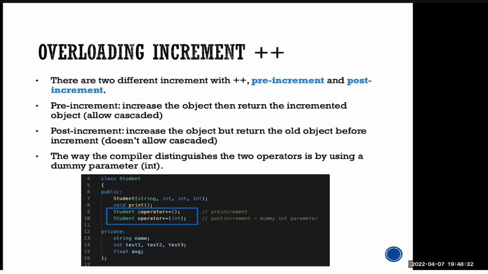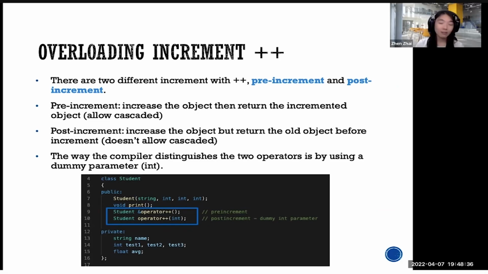But the post-increment will not return itself. It will return the non-incremented version. So that's what the post-increment means, that you increase it, but you don't return it. Yeah, so that's why it's just regular student, because you are going to create a copy. You will see where you create a copy and you return that copy. So that is the post-increment.